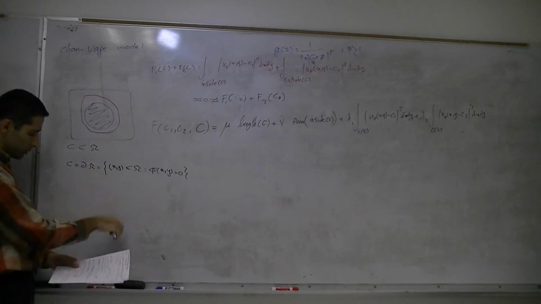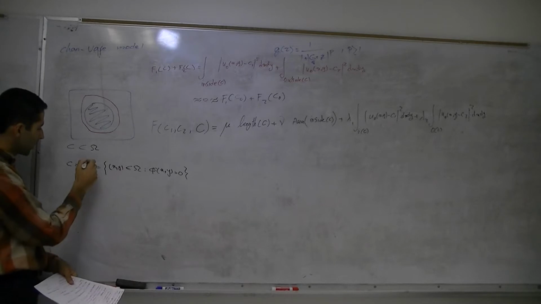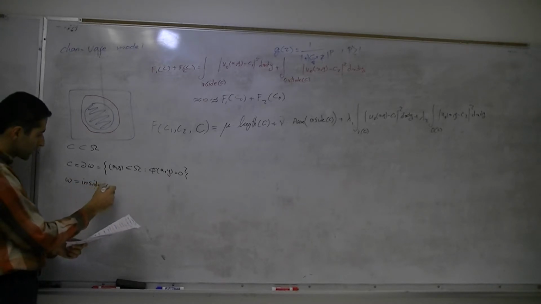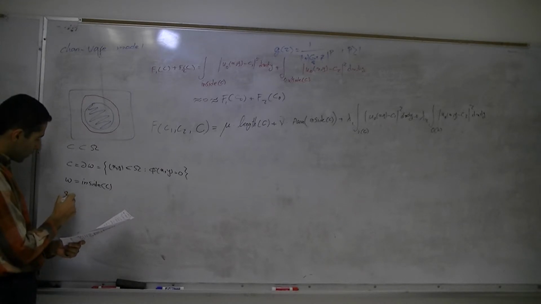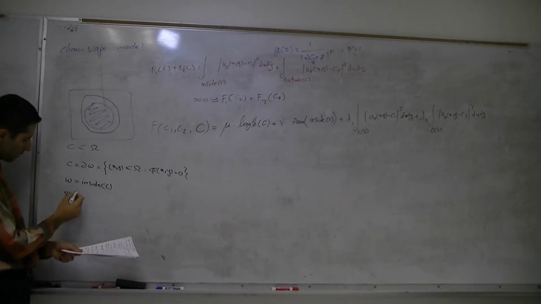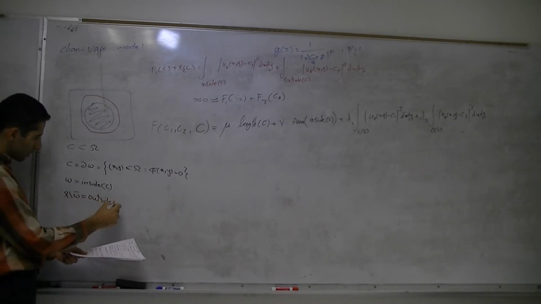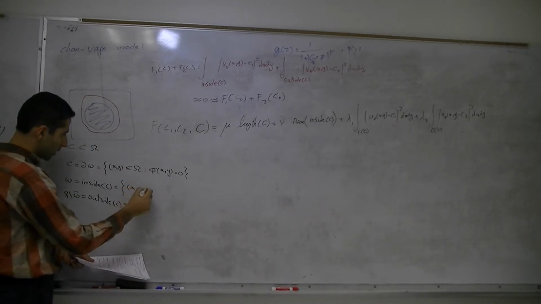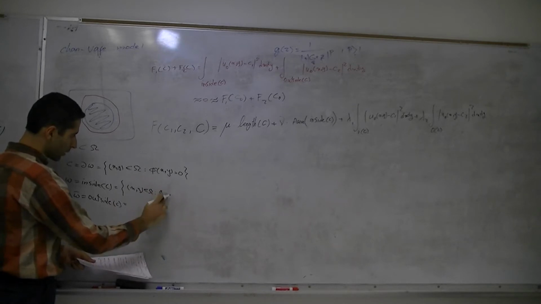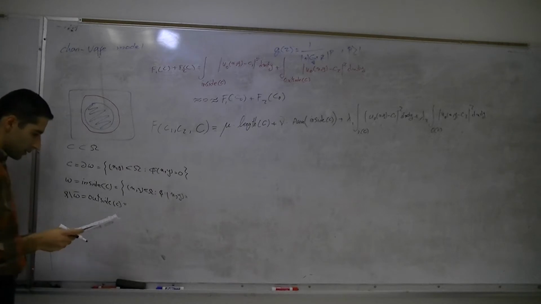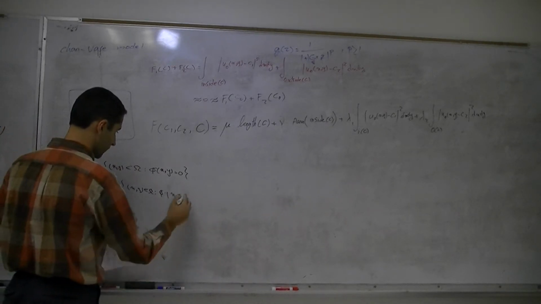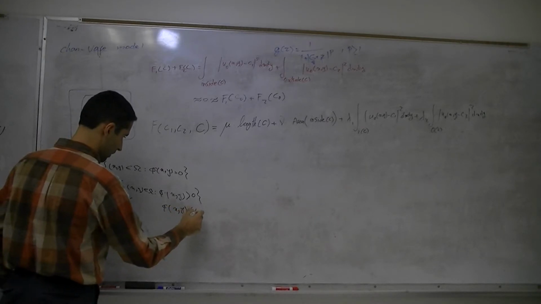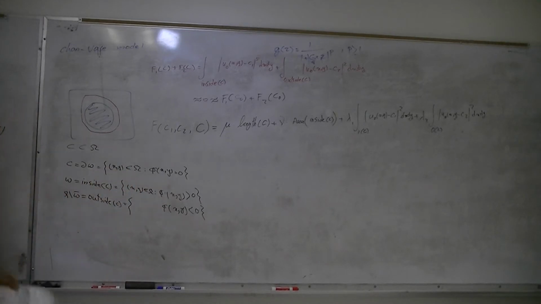Let's call it a small omega, and the small omega here is inside curve C, and the omega here is outside of C. Here, for example, x, y again in the omega, and phi of x, y is bigger than 0, and here phi of x, y is less than 0. Here is inside, and the other one is outside.